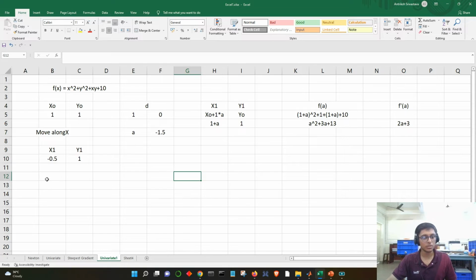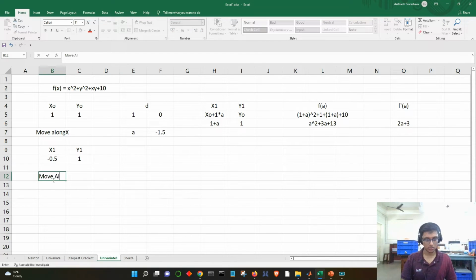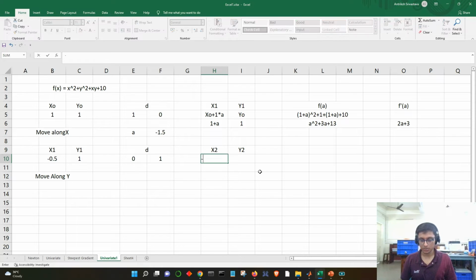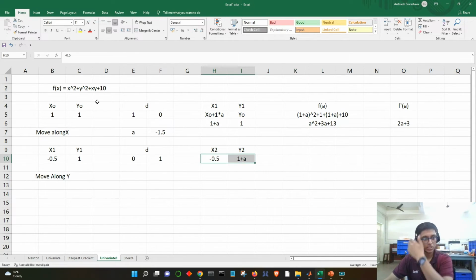Now what we do is we move along y, and in that case the direction vector d is going to be 0 and 1. Let me call the next point x2 and y2. So x2 and y2 will be minus 0.5, since x will not change, and y will be 1 plus a. Now we put these values into this particular function, and we again get our f(a).